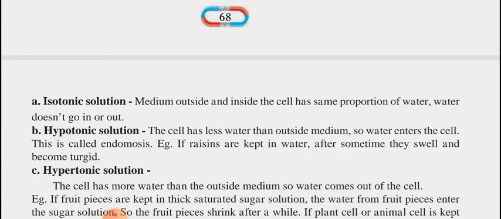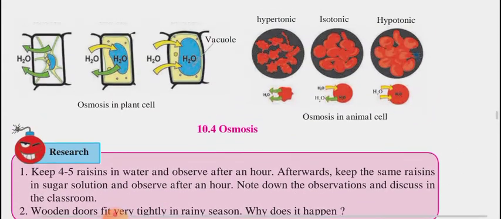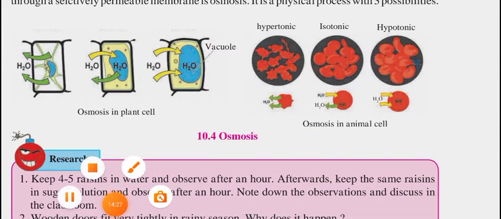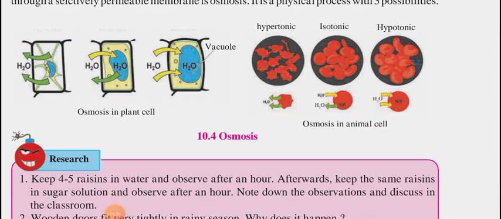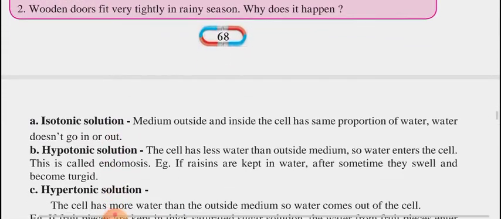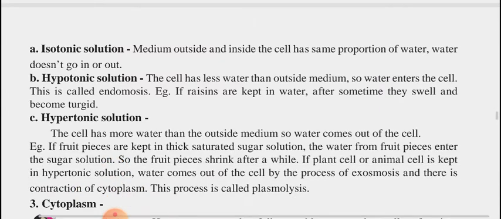The cell has less water than the outside medium, so water enters the cell. So here only entering of water is there, nothing is going to come out, because this cell has less water and it needs water, that is why water only entered in, nothing is going to come out. Hypertonic solution: the cell has more water than the outside medium, so water comes out of the cell.